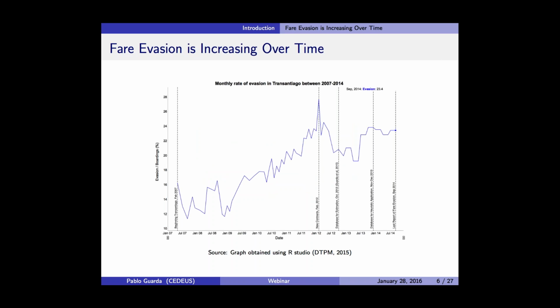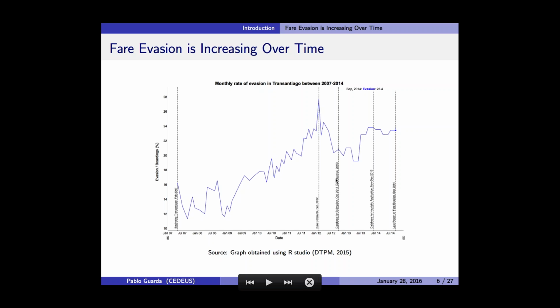About the trend: evasion is increasing over time. At the beginning of Transantiago, in February 2007, and the first measurement of evasion was in May, it was 16%. Then it had a significant increase until the contracts with the bus operators in Transantiago changed, which gave more incentives for bus operators to handle evasion, because the payment from the government was also based on the number of smart card validations in the system. Then evasion decreased significantly.